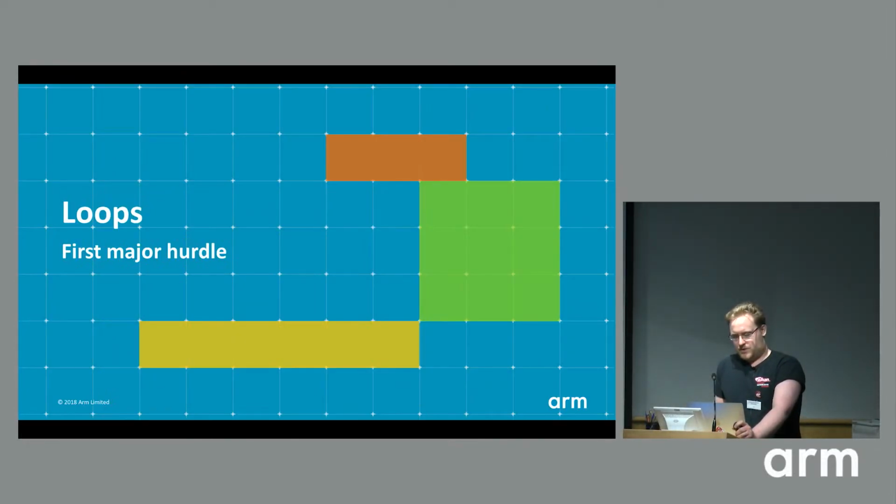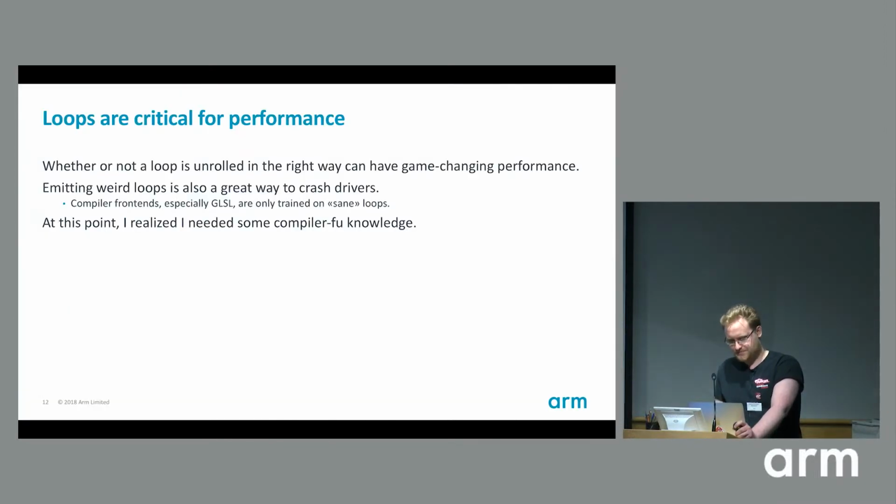So code gen seems simple if it looks like that, but it turns out there are some major issues. The first issue I had to tackle was loops. And loops, as we all know, are really critical for performance. I don't know how many rants there have been about loop unrolling and doing that offline. And it turns out loops are critical for performance. If you have a loop, it's probably the critical path.